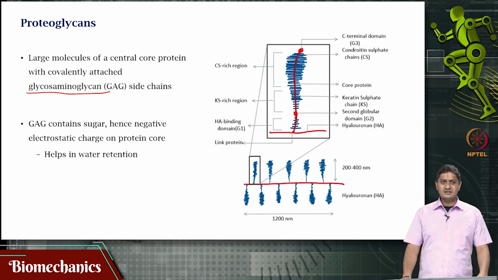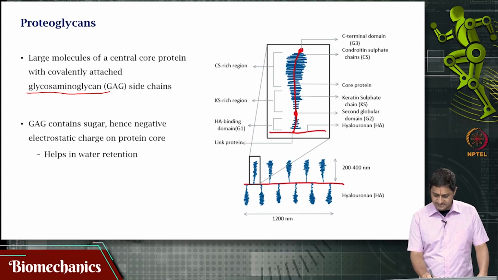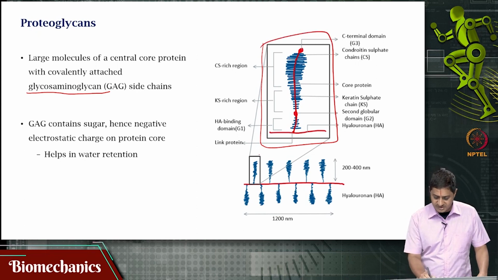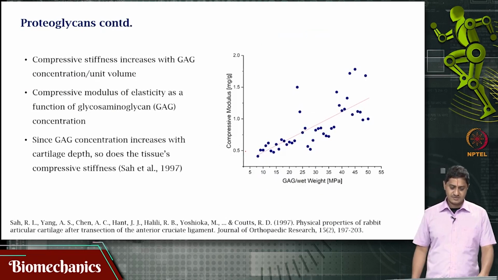These glycosaminoglycans contain sugar. Because of this, there is a negative charge on the protein core. This helps to retain water, and you see many of these in a proteoglycan like this. What is shown here is only the zoomed out version of just one of these. Again, this composition and structure contributes to its important function.